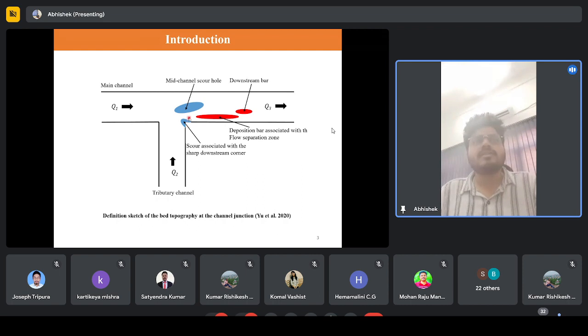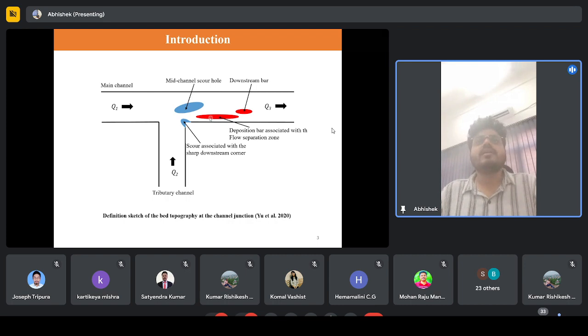Now you see here another scour hole, but that's because of this sharp corner of the confluence. So when we model the confluence in our lab setup, generally we have a flume. In that flume we have a sharp corner, right? Because of the sharp corner, there is a formation of this scour. That is called local scour.